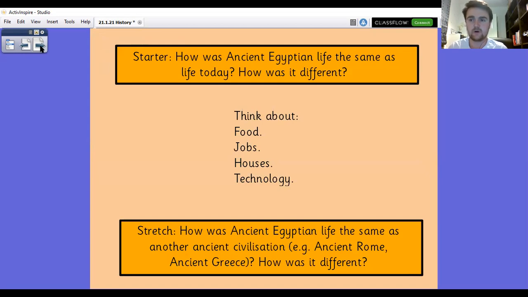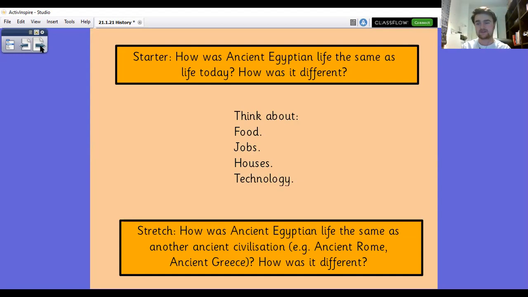It's down as activity 1 in your Teams research resources. So how was ancient Egyptian life the same as life today, and how was it different? Some things to think about will be food, jobs, houses, and technology. So have a go at doing that.